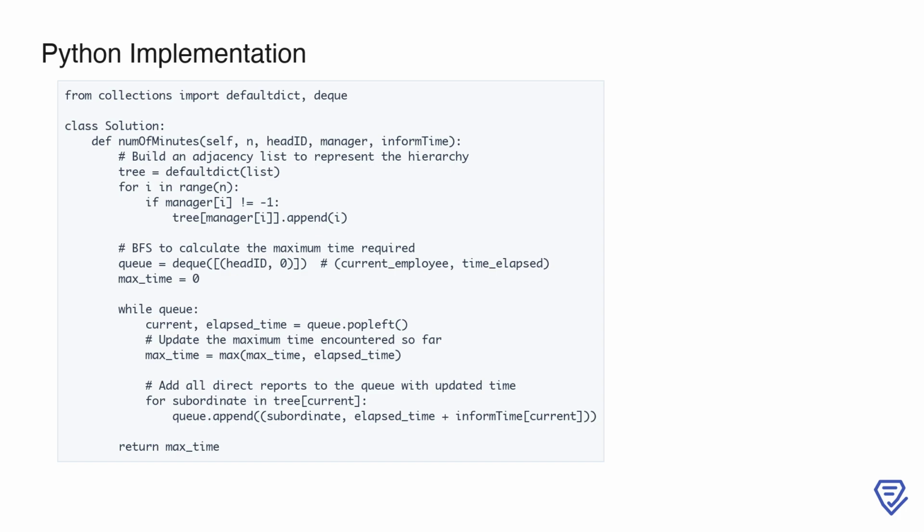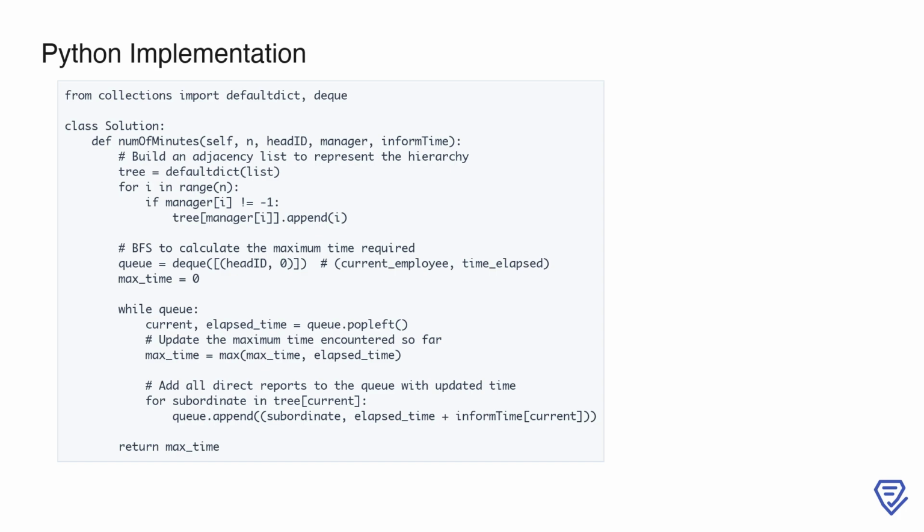Once the tree is built, a BFS approach is used. A queue is initialized with the head of the company, headID, and a starting elapsed time of 0. The BFS traverses the hierarchy level by level. For each employee dequeued, their elapsed time is compared to the current maximum time, max_time, to ensure that the longest propagation time is recorded. For each subordinate of the current employee, their elapsed time is calculated by adding the manager's inform time to the current time. This updated time is then appended to the queue for further processing.